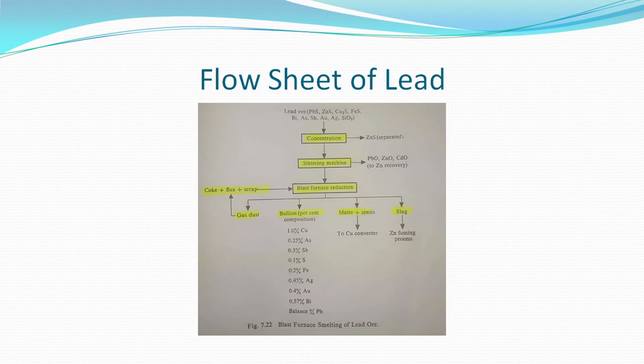The third product from the blast furnace is matte and speiss. From matte, one can convert it to copper. Then the last is slag, where zinc is taken out. So this is the rough diagram, or you can say the flow sheet, of lead extraction, where by different processes you can easily extract the lead. We'll discuss the processes in a very detailed way.